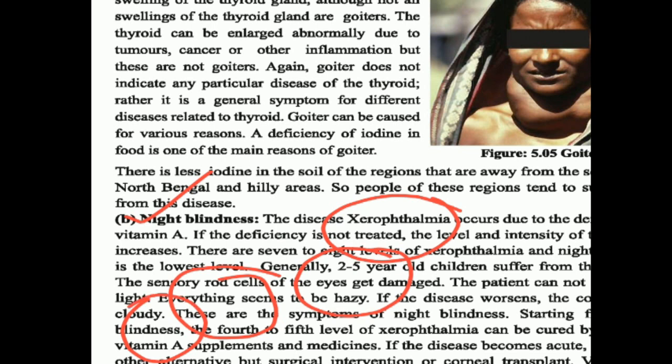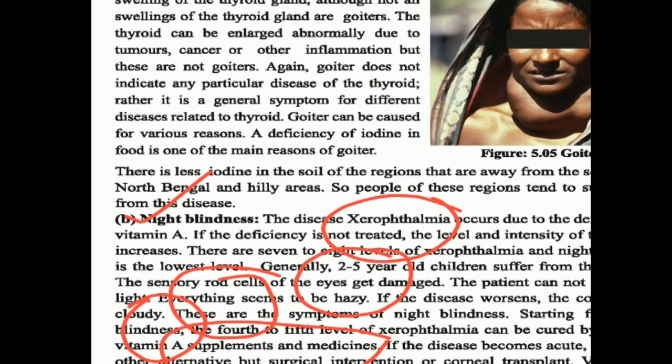Starting from night blindness, the 4th to 5th level of xerophthalmia can be cured by applying vitamin A supplements and medicine. So if anyone recognizes such a problem, they should go to a doctor as soon as possible. If the disease becomes acute, there is no alternative but surgical intervention or a corneal transplant.